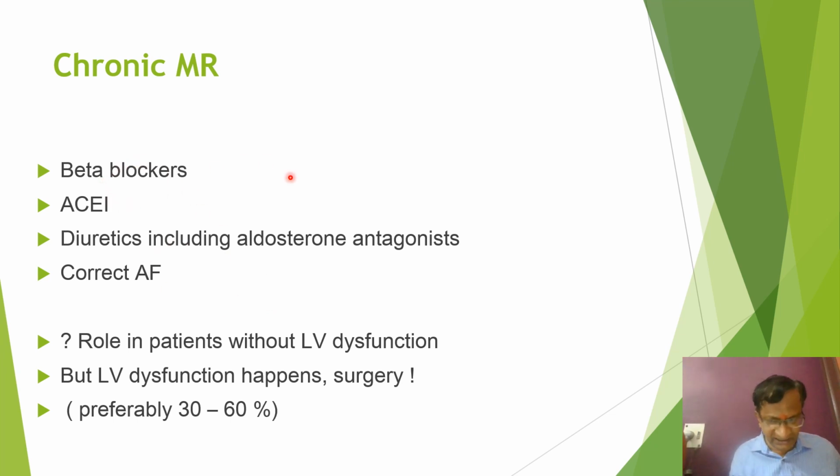So we give ACE inhibitors because we want to decrease the afterload. What is that? Aortic pressure, afterload. So the ventricle contracts against a lesser pressure. More blood will go into the aorta. Less blood will go into the atrium. So we want diuretics, aldosterone antagonists, and correction of AF.